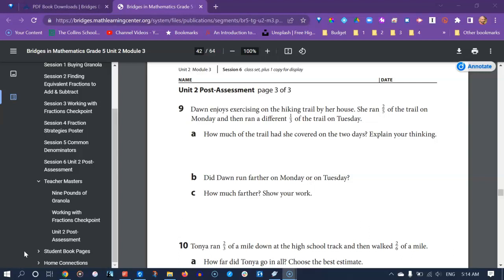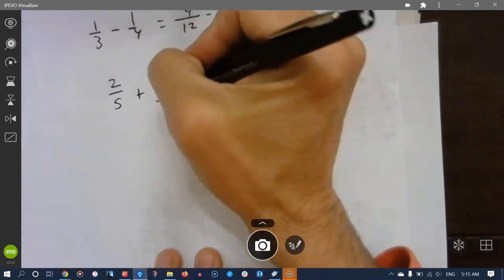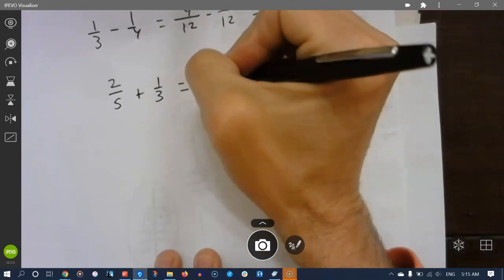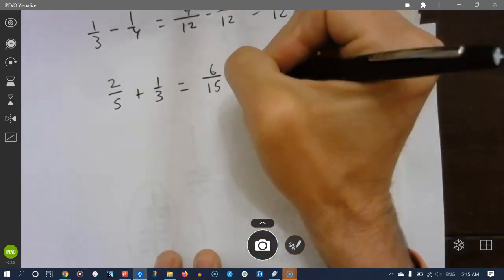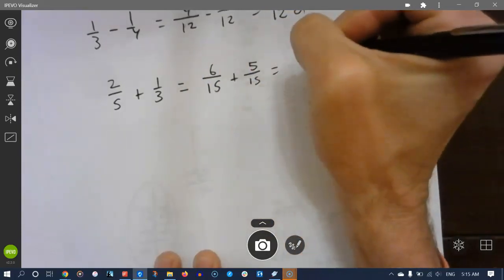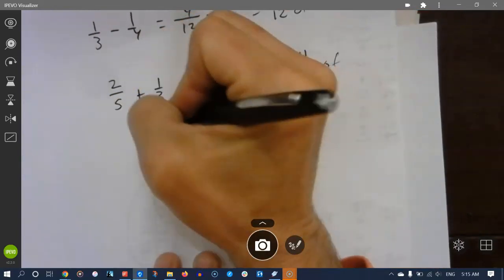All right, so Dawn enjoys exercising. She ran 2/5 of the trail on Monday and then ran a different 1/3 of the trail on Tuesday. How much of the trail had she covered in 2 days? Explain your thinking. Again, I like to use numbers for that. So we have 2/5 plus 1/3. So that's going to be 6/15 plus 5/15, which gives me 11/15 of the trail.